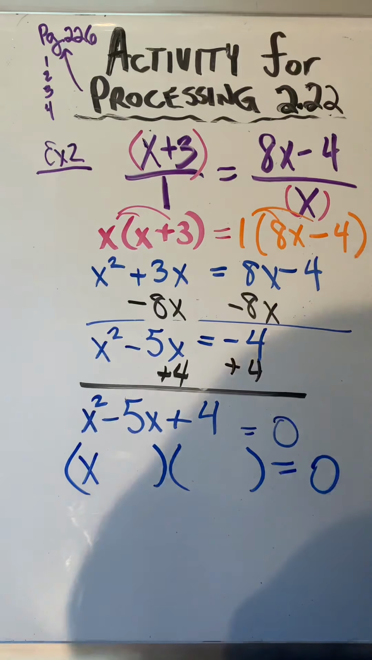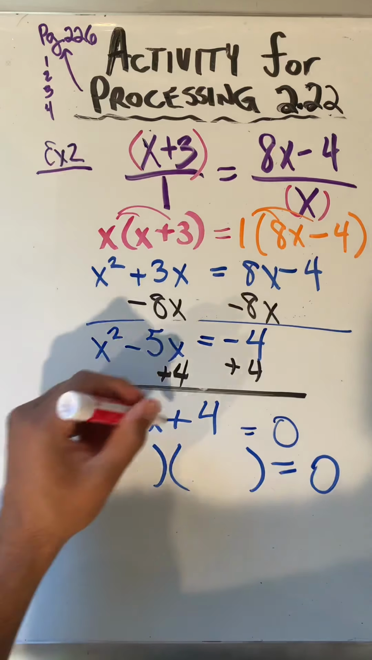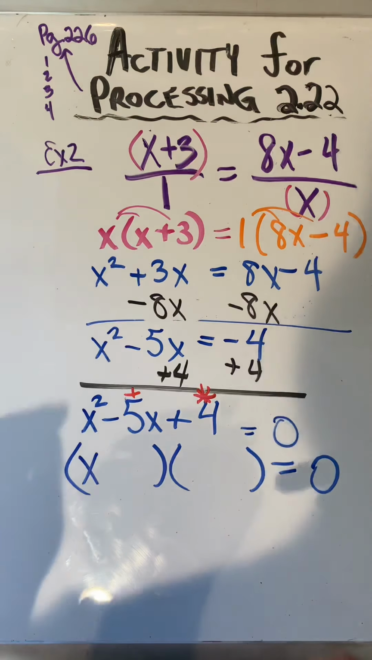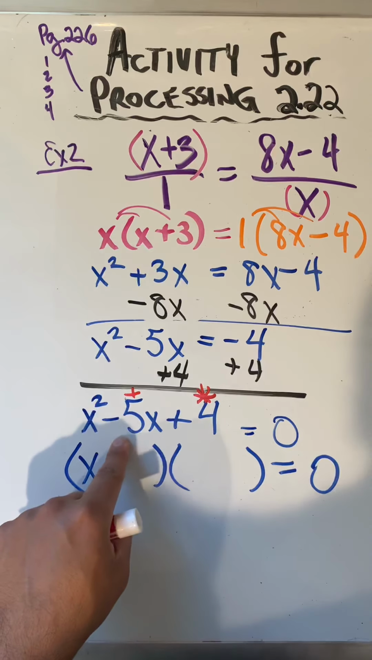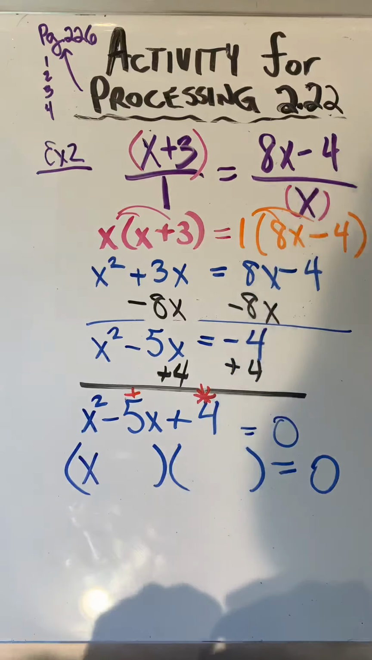So we need two numbers which, if they add up, give us a sum of 4. And if they multiply, give us a product of 4. Sorry, I'm not sure if I said that right. Give us a sum of negative 5 and a product of 4. My apologies if I said that incorrectly.